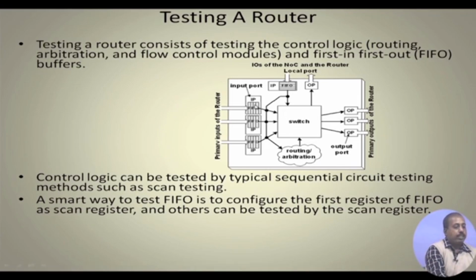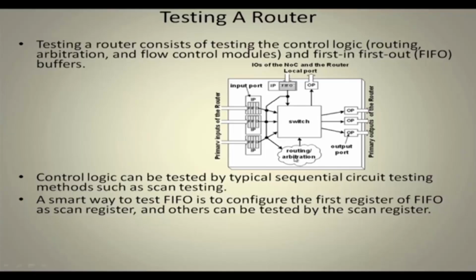So, you can understand that this FIFO, the first in first out buffer that we have, definitely has memory elements in it. So, the testing of this part should be done using memory testing policies. Similarly, we have this switching part. This switch part is designed as a crossbar, so it is combinational logic. This should be combinational testing, and then there is this routing arbitration part.